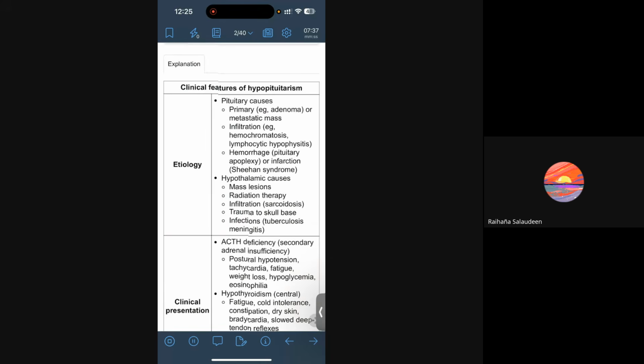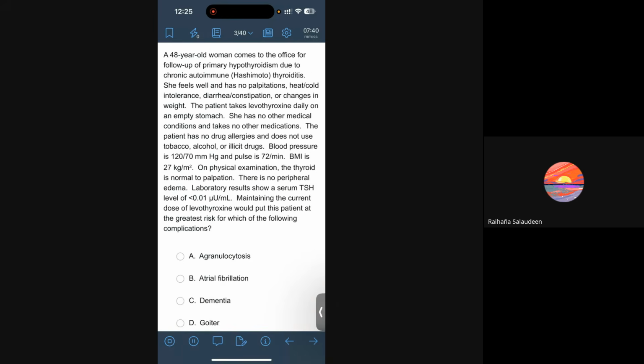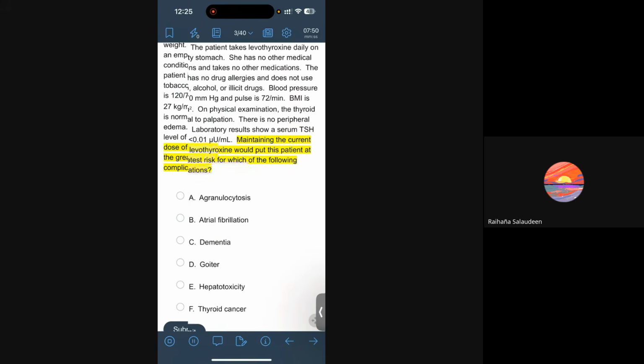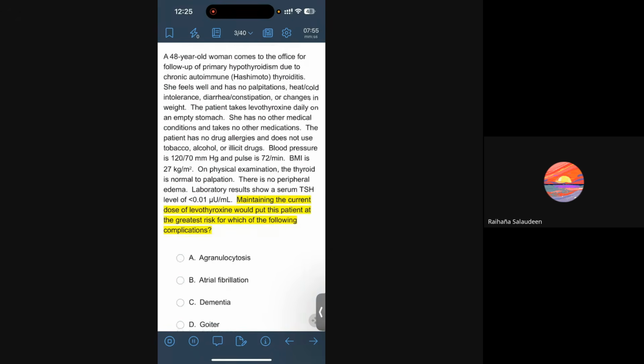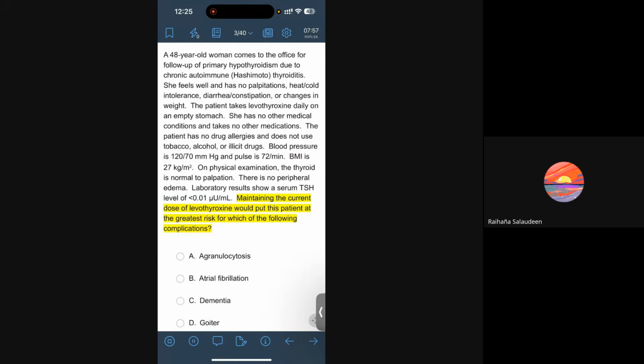Ischemic necrosis, infiltration. See the options. So see the question.